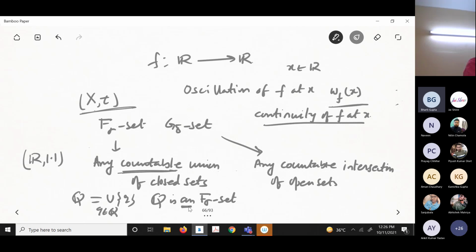Okay. Similarly here, look, take even 0. Look, 0 is not an open set in the same space. But 0 I can write, look here, this way.